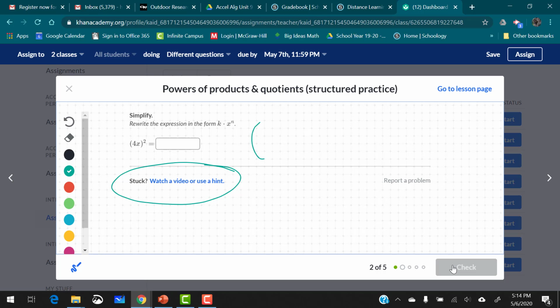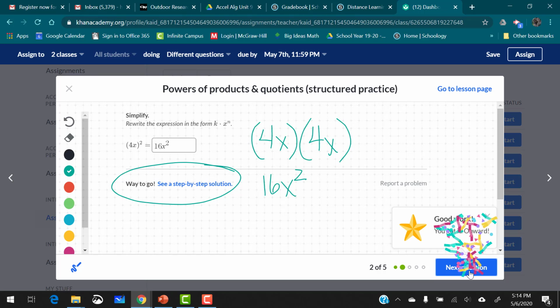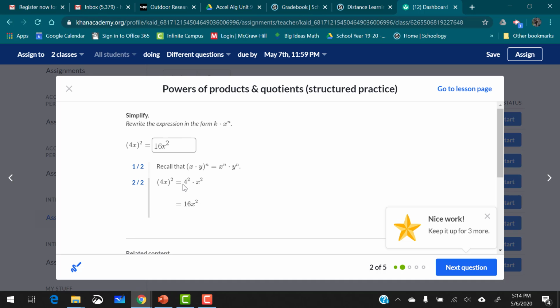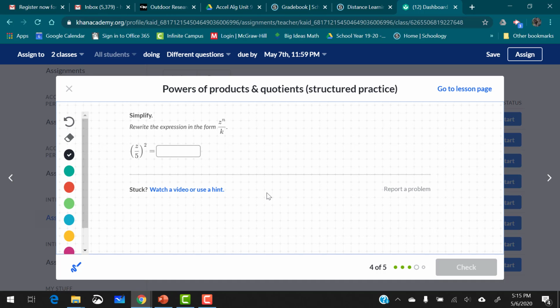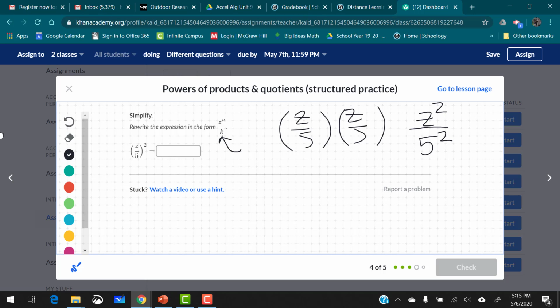All right, 4x squared. Let's remember that means 4x times 4x. See, this is what I was talking about. You can see a step-by-step solution, so they did it very similar to the way I did it, maybe slightly different. This is the same idea. We're going to have z times z, so in the numerator we're going to have z squared, and in the denominator we're going to have 5 squared. But it asks us just to put a number there, so we're going to write it as a 25.